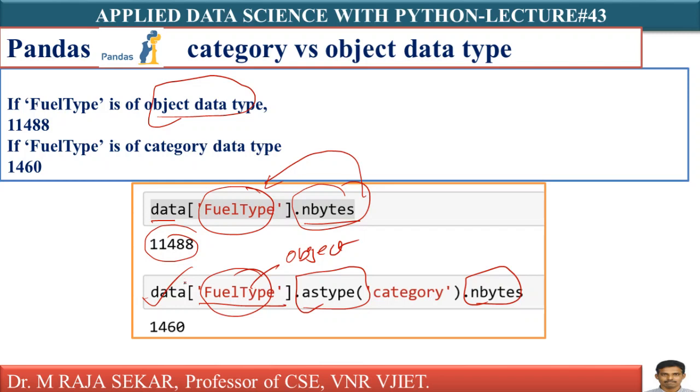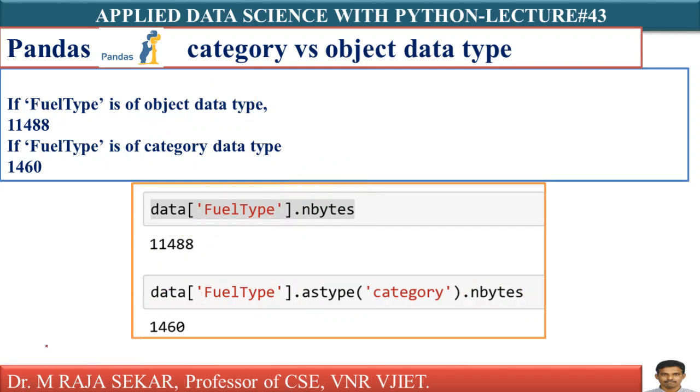So this will be really useful when you are dealing with a huge amount of data and we want to reduce the space that is being allocated for every variable. We will go ahead with object. This is just for illustration purpose. What we illustrated here: if it is object data type, there is a difference of almost 10,028. If you convert it into category data type, it occupies just 1460, whereas if you keep it as object data type, it consumes more memory, isn't it? Anyway, let me proceed further.